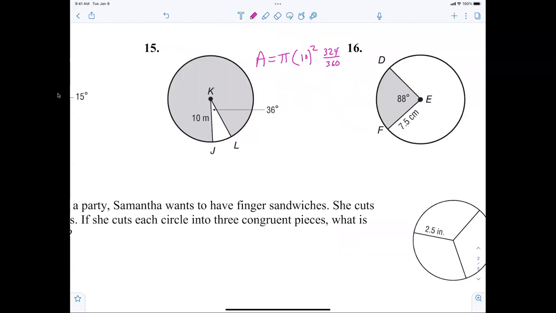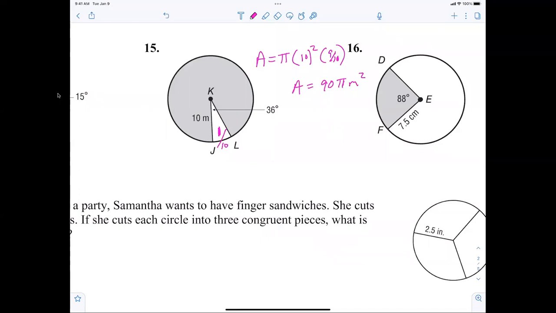Now we do know that 36 degrees is 1/10, correct? This represents 1/10 of the circle, right? So the other one would represent what? We could have just done 9/10. And then we could have just said that's 90 pi meters squared. All right, that's how I'd hope you would think about it. 36 degrees is 1/10 of the circle. All right, so we need 9/10 of it. That's the shaded region.